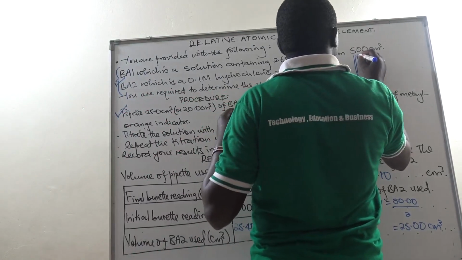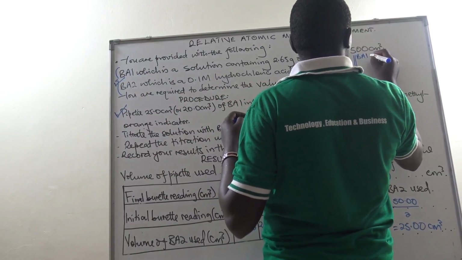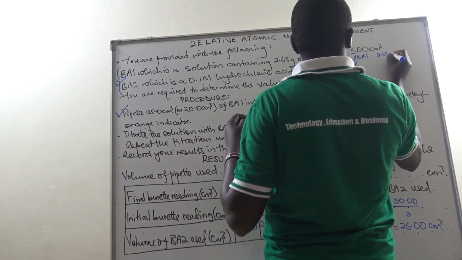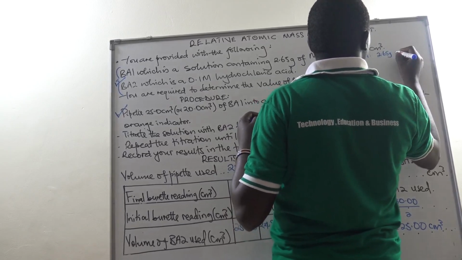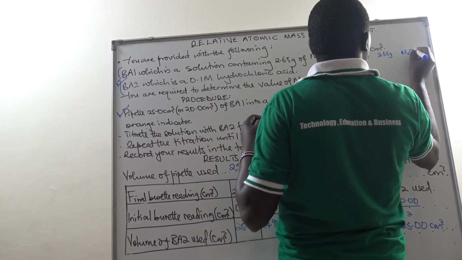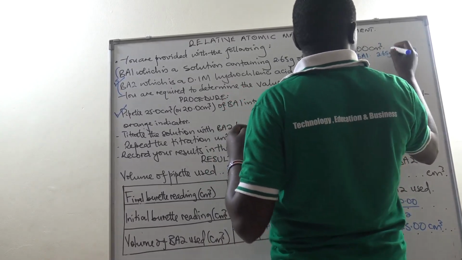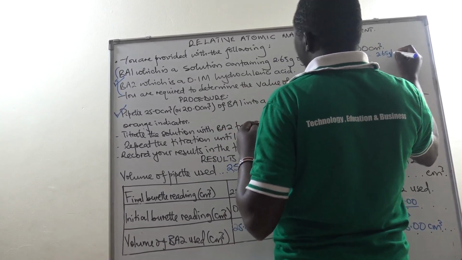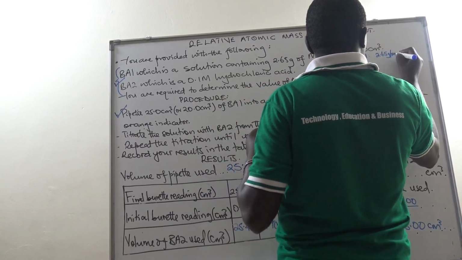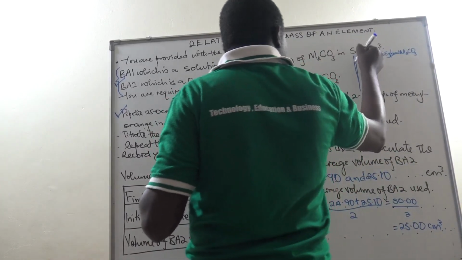We have been given BA1, which is a solution containing 2.65 grams of M2 carbonate, and it is in 500 cubic centimeters. So the concentration is 2.65 grams per 500 cubic centimeters. It is not per liter. It is very clear here.